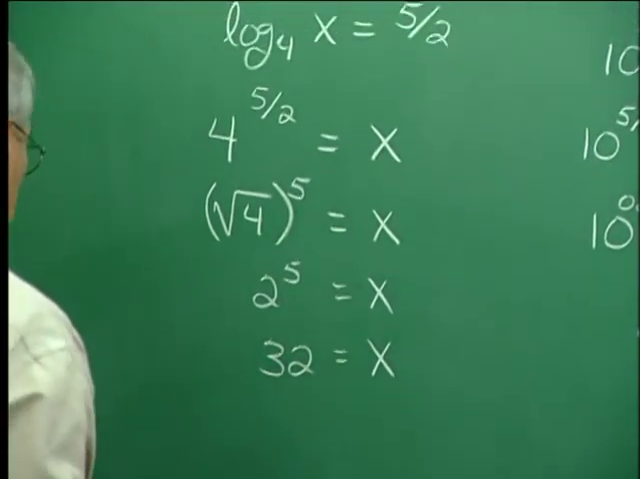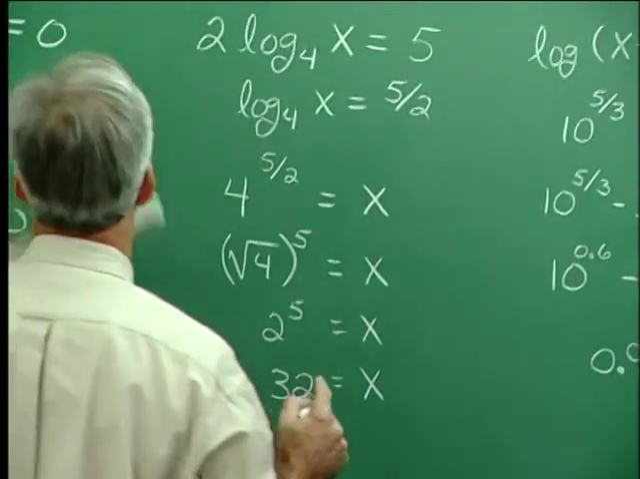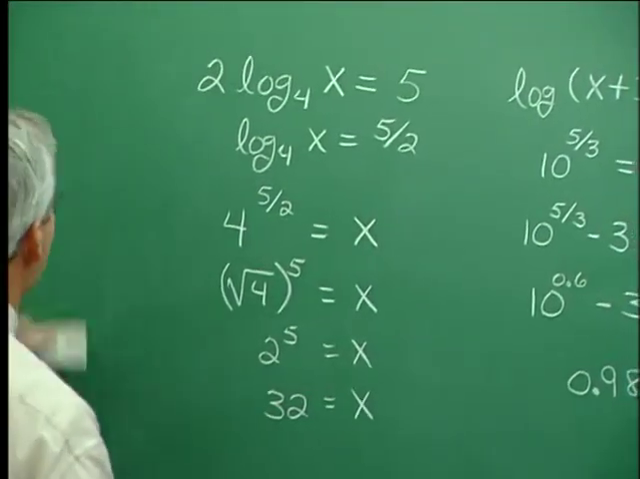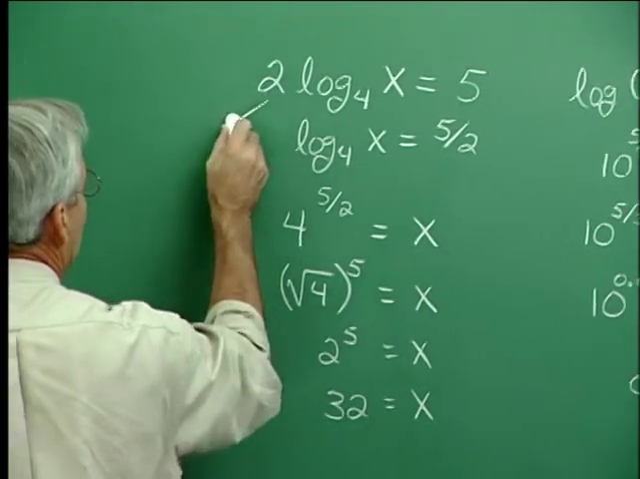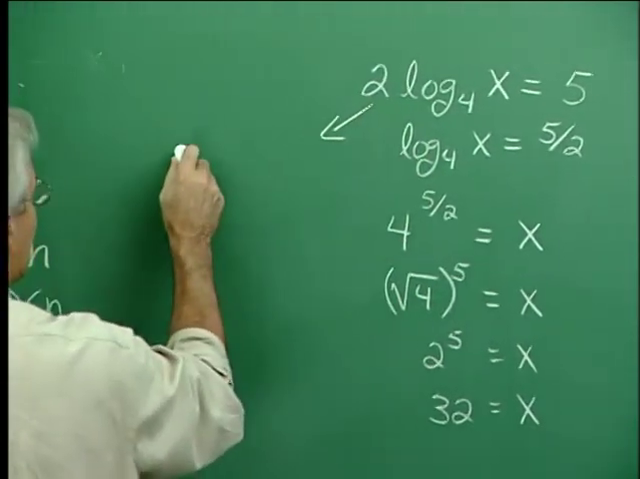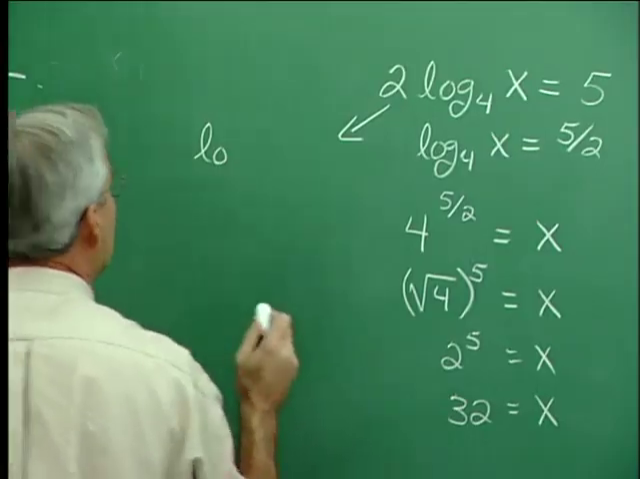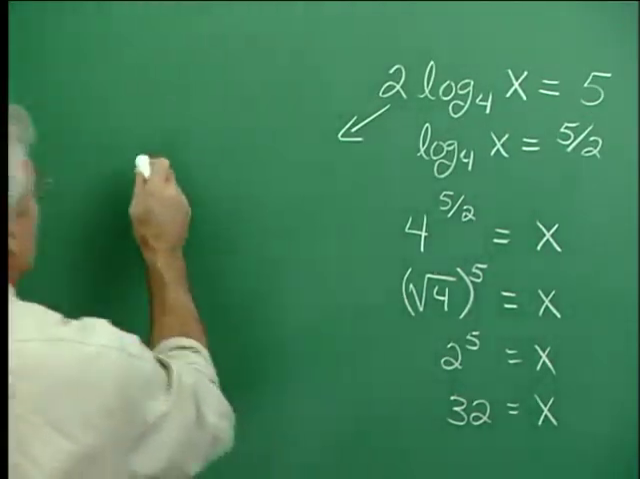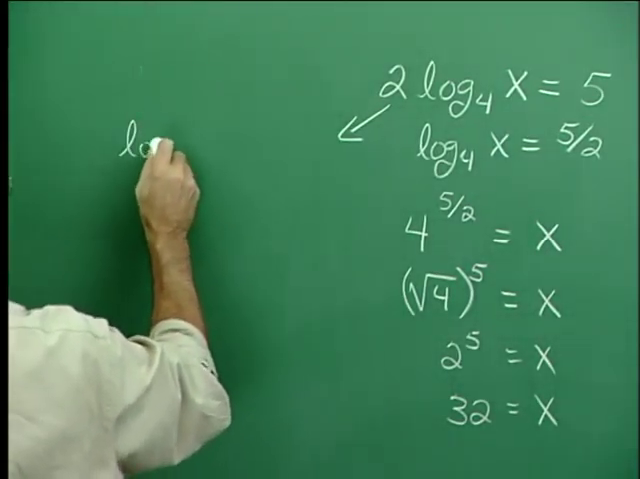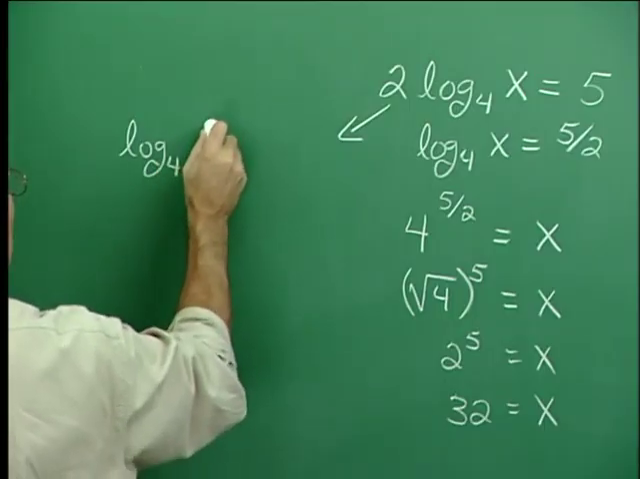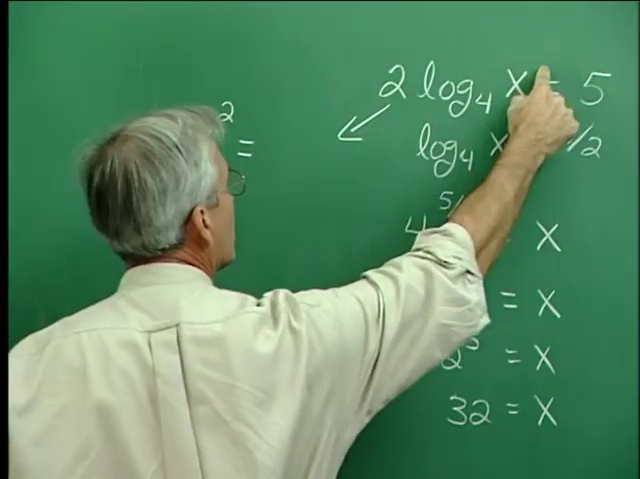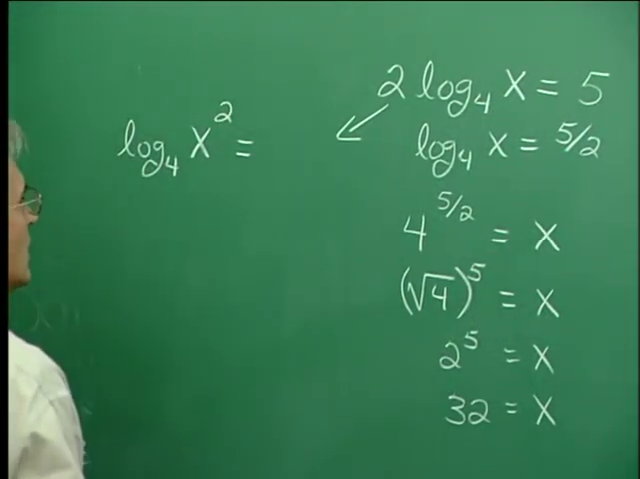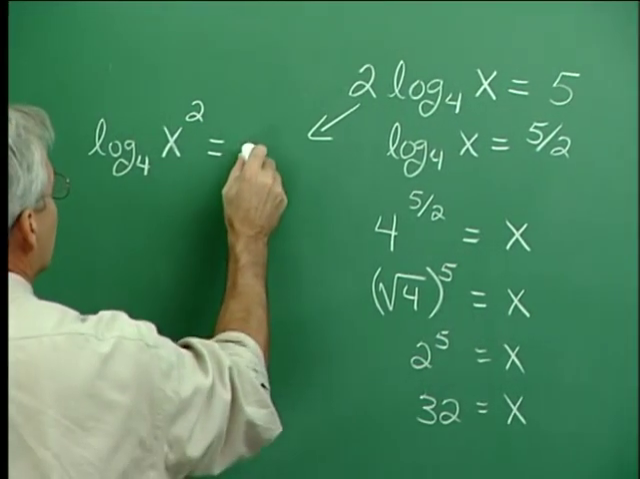Now you might be thinking, what if we had taken a different tactic here? What if we had decided to use our power property and right here, let me give myself a little more room, write this as log base 4 of x squared. You see, just taking this 2 and moving it to the position of the exponent on x. Now, would that work? Well, let's see if it'll work.